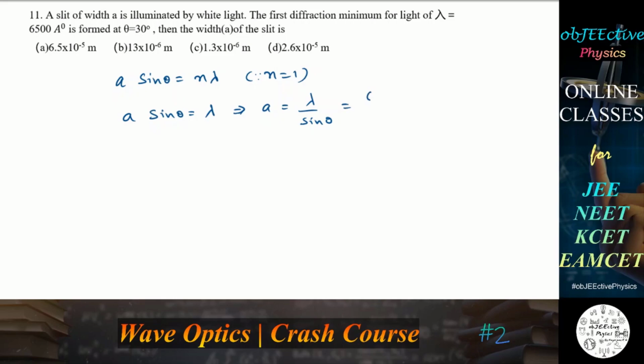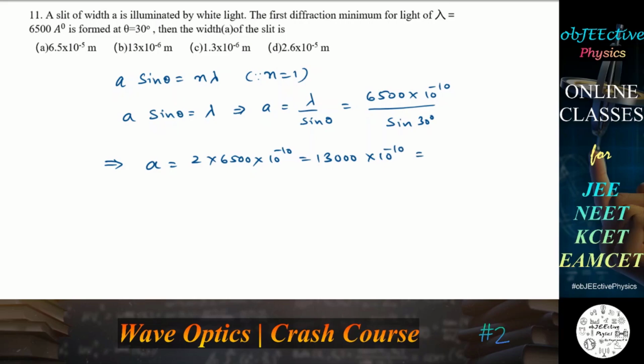or that is lambda is given 6500 angstroms. 1 angstrom is equal to 10 power minus 10 meters, and sin 30 degrees is equal to 1 by 2. So, that implies A is equal to 2 into 6500 into 10 power minus 10, or that is 13,000 into 10 power minus 10, or this can be written as 1.3 into 10 power minus 6 meters. That is option C is the right option.